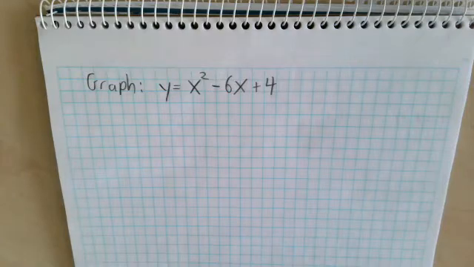Here's our first graphing problem. We're going to graph this. It's going to turn into a parabola, maybe opening up, maybe opening down. We got to find the vertex. We got to do a whole list of things.